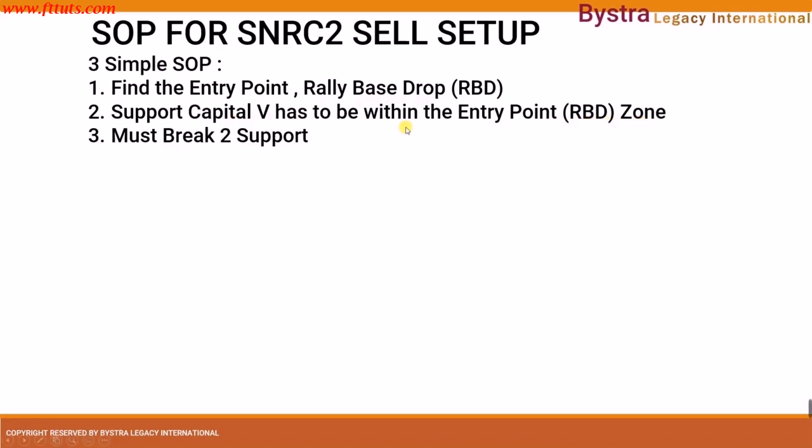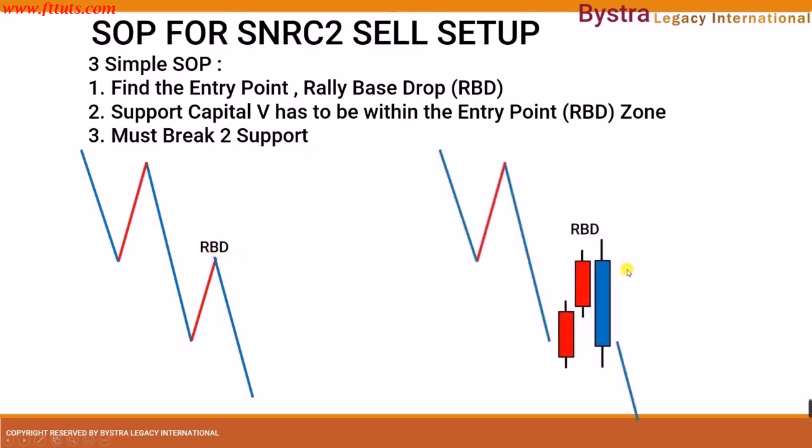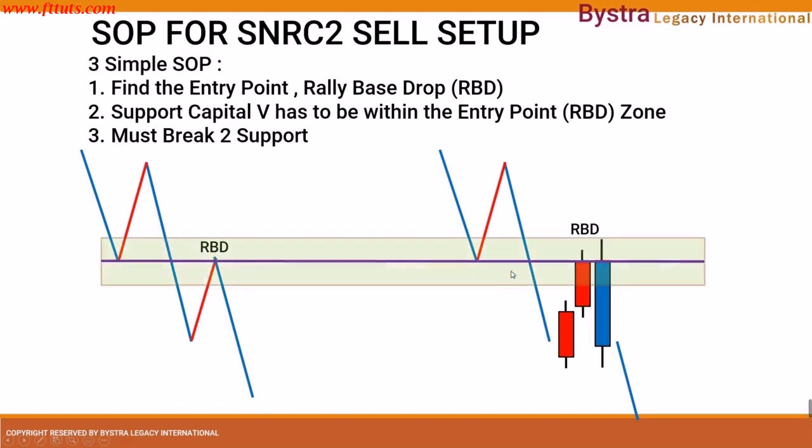So for the sell setup, we need to break two supports. Okay, so let's have a look here. The entry point for the sell setup is the Rayleigh base drop. Same goes with this candlestick. The candlestick pattern I'm using in this example is the bearish engulfing. So next, what should we do? We mark the horizontal line. We have to check that the capital letter V, which is the support, is aligned with the entry point, which is the Rayleigh base drop.